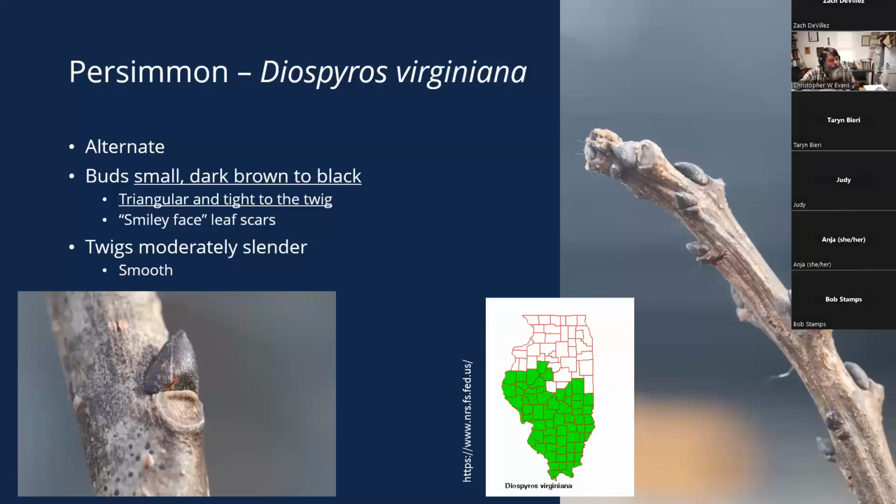It's also alternate. Its buds are small, dark brown or black in coloration and triangular in shape, and tight to the twig with a little smiley face leaf scars below them that doesn't have any real noticeable bundle scars. The twigs are a little slender, so not very thick, and usually smooth and hairless.